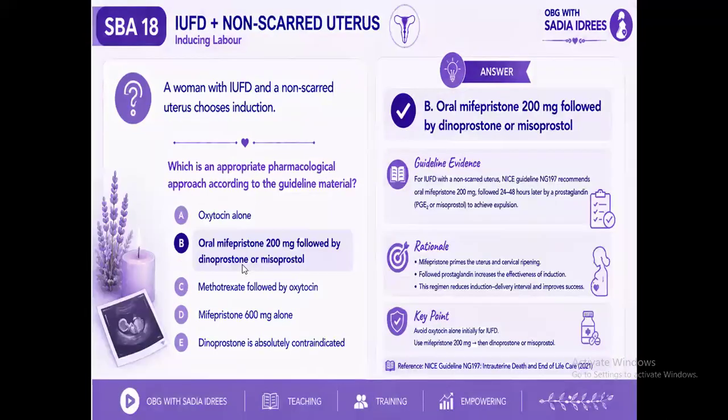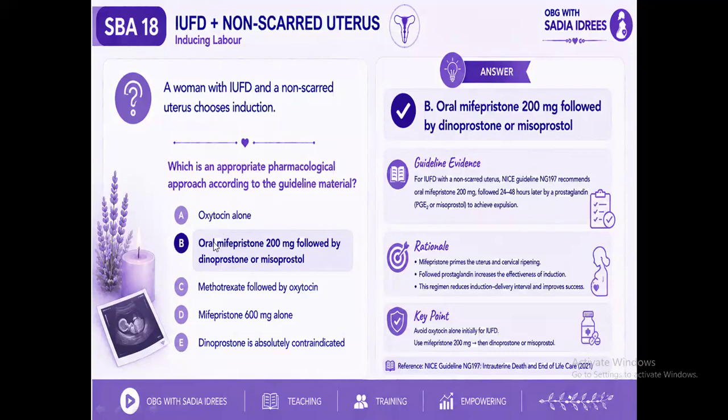Clinical reasoning, not isolated memorization. So question number 18 changes the clinical context completely, so reset your brain before answering. A woman with intrauterine fetal death and a non-scarred uterus chooses induction. Which is an appropriate pharmacological approach according to the guideline material?